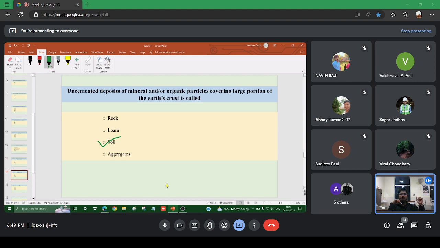Uncemented deposits of mineral and or organic particles covering large portion of the earth's crust is called soil.